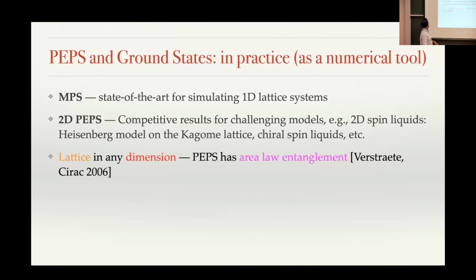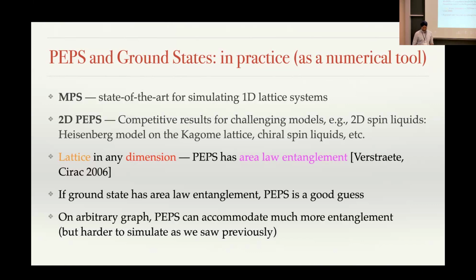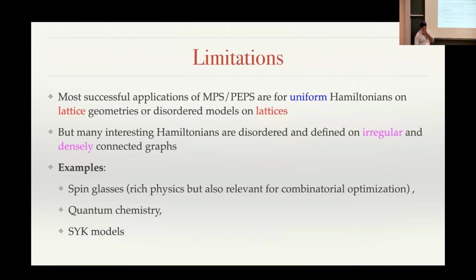Now, the working intuition, or the fact that you work with in practice, is that a PEPS on any lattice obeys the area law entanglement. So if you suspect that your ground state has an area law entanglement, PEPS is a good case. But on an arbitrary graph, PEPS can accommodate much more entanglement, but as we saw previously, it's going to be harder to simulate because the exponent of the cost in chi is as large as the degree of the PEPS graph.